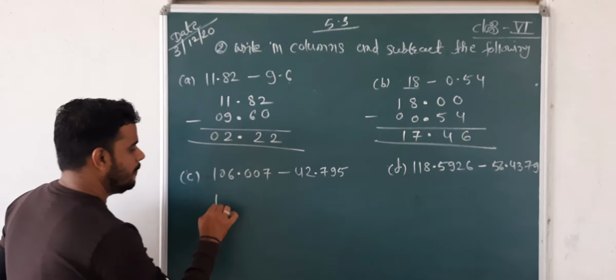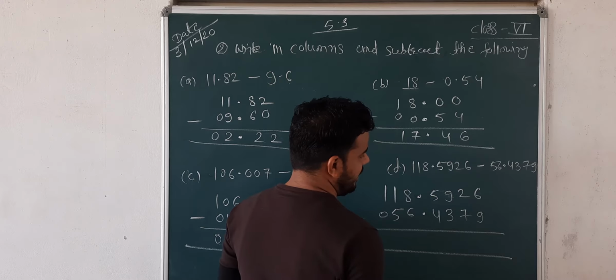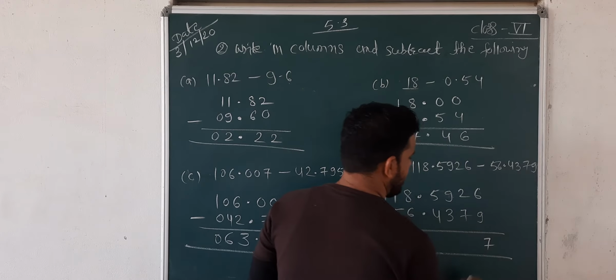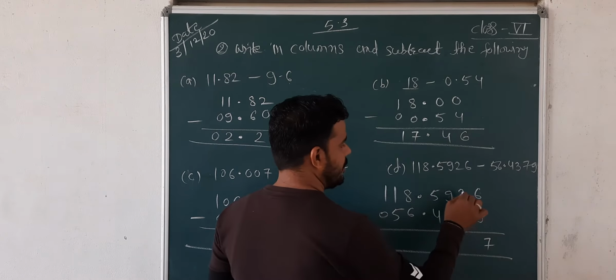Then the last one, 118.5926. Then the point here, 6543790 here. Okay, now see: 16 minus 9, then the result is 7. Then afterwards here 11 minus 7, then 5. Sorry, 4. Then afterwards here 8 minus 3, then 5. 5 minus 4, then 1. 8 minus 6, 2. 11 minus 5, then 6 and 0.